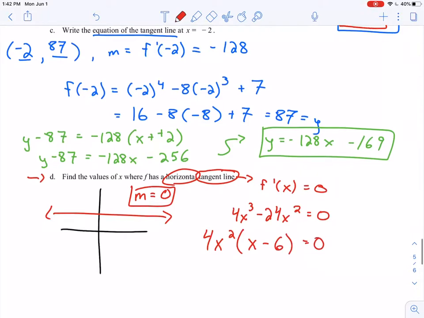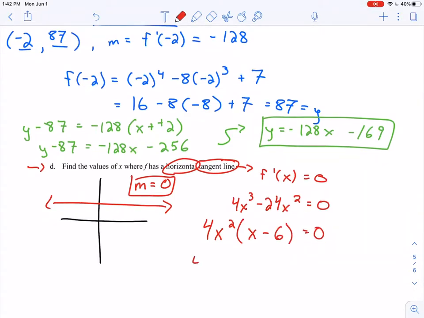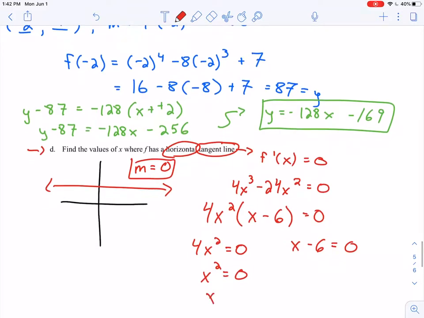I can then take each factor and set it equal to 0, so 4x squared equals 0, and x minus 6 equals 0. Divide by 4 here, I've got x squared equals 0. Take the square root, I still have x equals 0. On the right-hand side, we're just going to add 6, so I have x equals 6. So that means at x equals 0 and at x equals 6, I have horizontal tangent lines. And these points are going to be tremendously important for us in a few chapters.